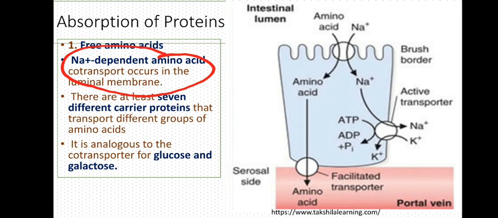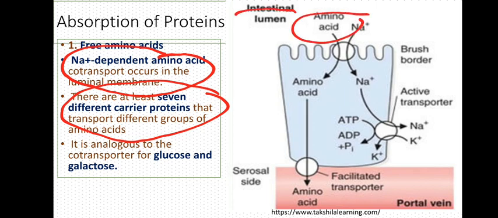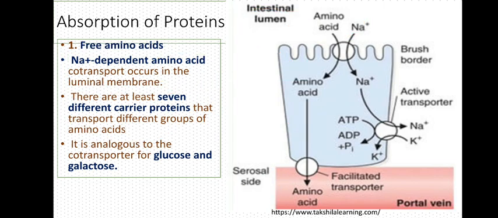So, it is an analogy of the glucose co-transporter, and here there are actually 7 different carrier proteins for different groups of amino acids. There are different classes of amino acids like basic, acidic, neutral amino acids, etc. So, based on the class of amino acid, there are 7 different types of co-transporters. They help in transport of amino acids from the intestinal lumen into the cell of the small intestine. From here it will go to the blood.